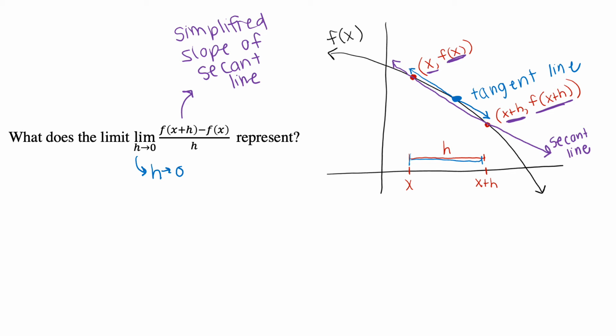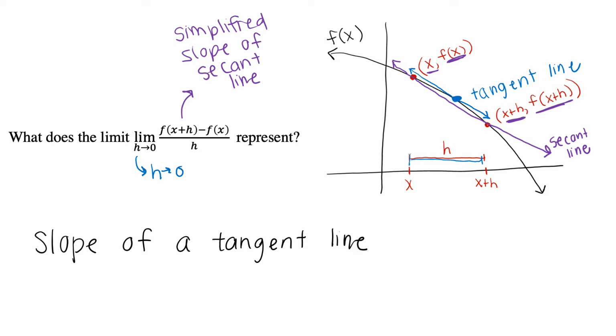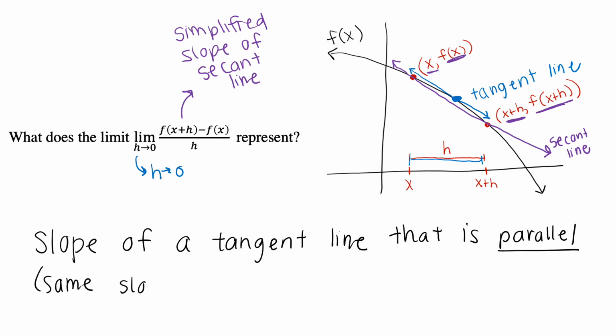So the limit as h goes to 0 of f of x plus h minus f of x over h actually represents the slope of a tangent line, since that h value is getting closer and closer to 0, that is parallel, meaning it has the same slope, to the secant line, which is pictured here.